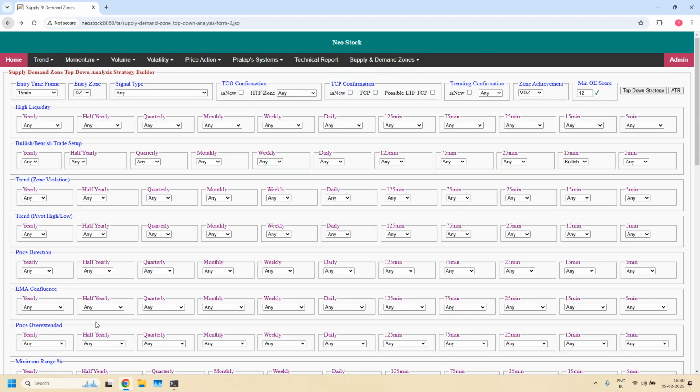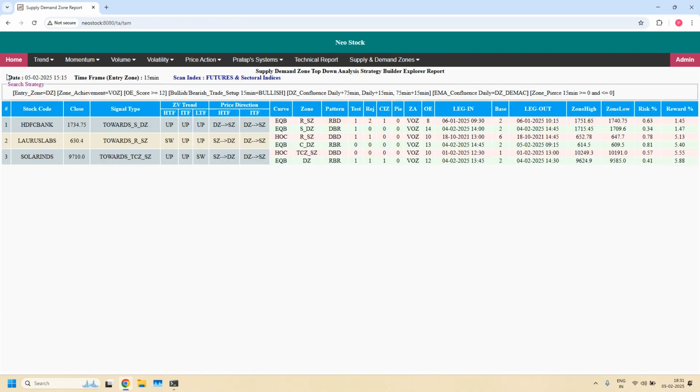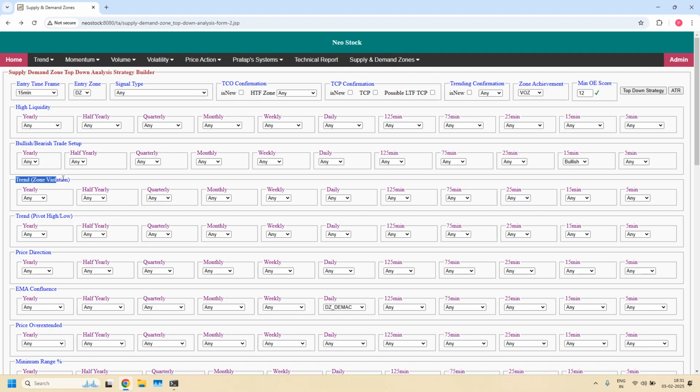Let us verify. In the EMA confluence, daily time frame, the daily demand zone having daily EMA confluence filter is enabled. Because the 15 minutes zone together with 75 is part of the daily zone, that's why we are looking for daily demand zone with daily EMA confluence. So we have to eliminate sideways. The trend on the daily should not be sideways. It can be up or down, but it is a bullish trade setup. If we select a bearish trade setup, you have to select downtrend. Let's filter.